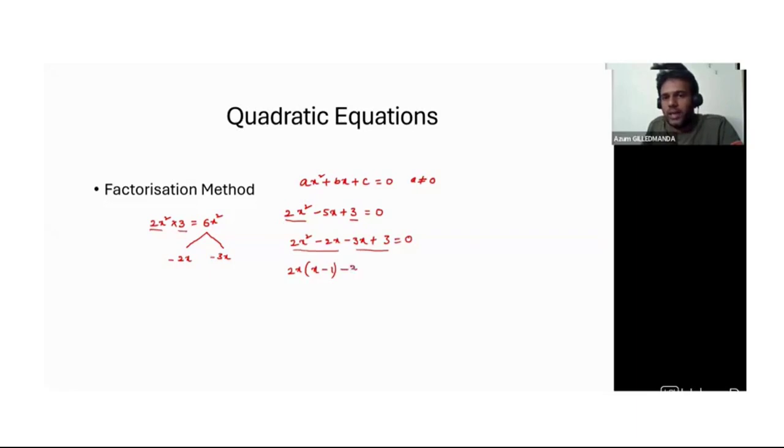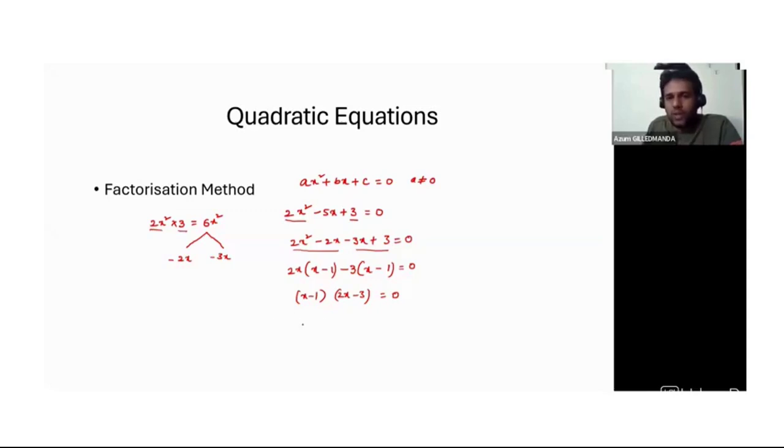Now here, I'll take minus 3 common. If I take minus 3 common, this is x minus 1, so minus 3 into minus 1 is plus 3. Right? So in these two terms now, x minus 1 is common. So x minus 1 into 2x minus 3 is 0. Now I have transformed that quadratic equation into two linear factors. I'm calling these linear factors because they have only an x term. There is no x square term.